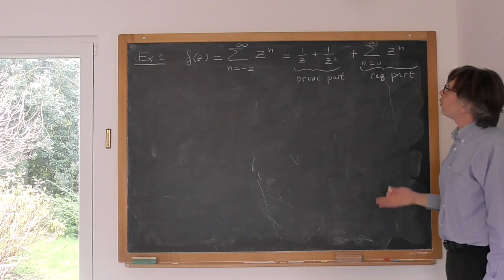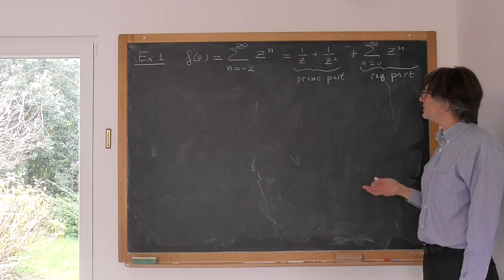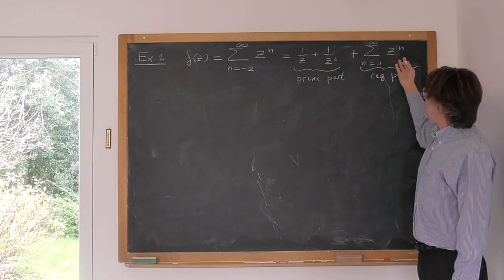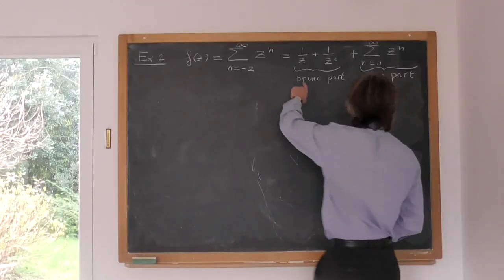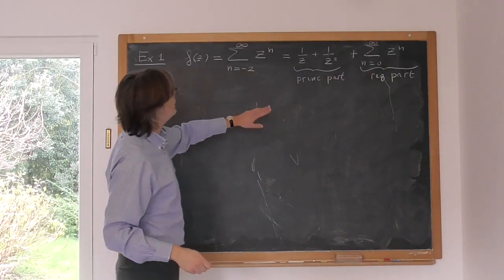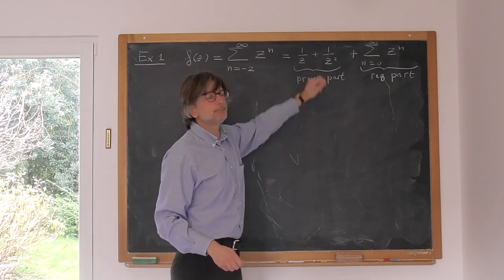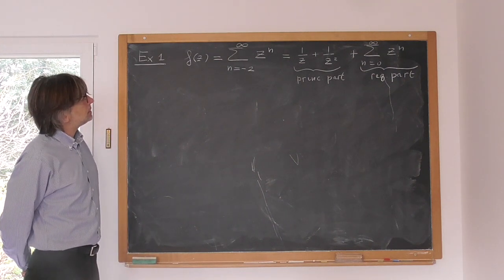Okay. So this is a Laurent series with z0 equals 0. It's a Laurent series centered at 0, and its regular part is a honest power series. Its principal part, in this case, is finite. We have only finitely many terms. But still, it's a Laurent series.